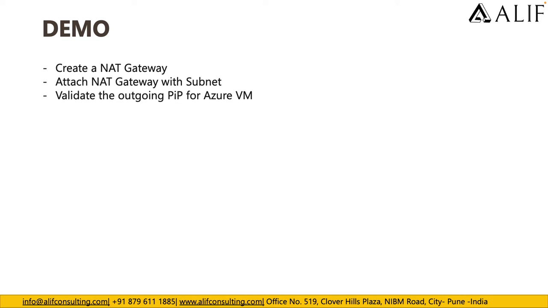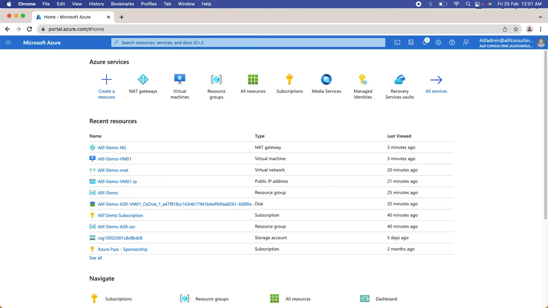Well, let's have a demo. In the demo, I'm going to show you how you can create a NAT gateway, how you can attach it to the subnet, and how you validate the outbound public IP for an Azure VM when you attach a NAT gateway. Let's quickly jump to the Azure portal.